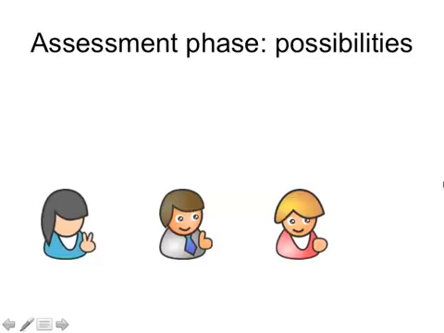The assessment phase. This is what this activity is all about. This is what the workshop module is all about. This is where the peer assessment is going to take place. This is where the self-assessment is going to take place. So let's take a look at the possibilities that students and teachers have. So, for example, we have Carla in the blue, we have David in the middle, and we have Lisa in the red.